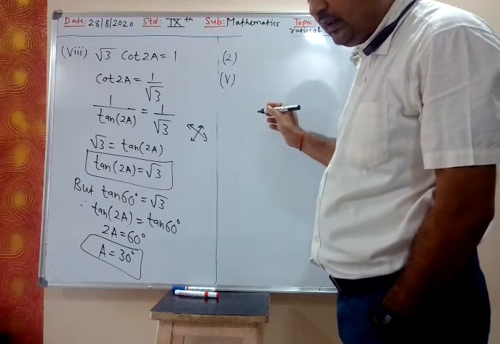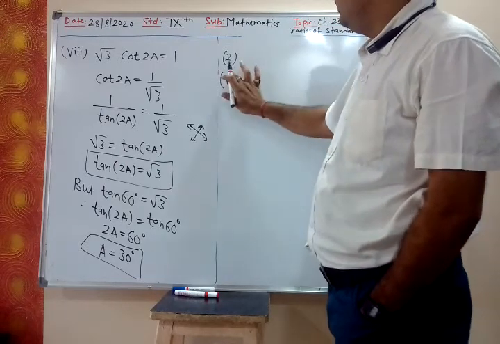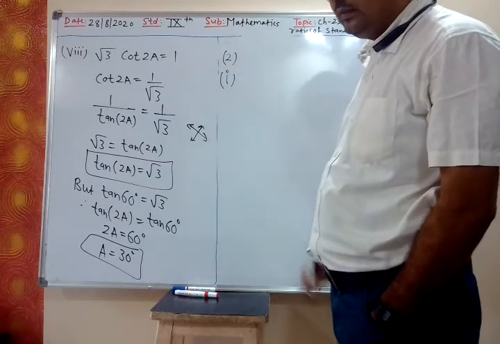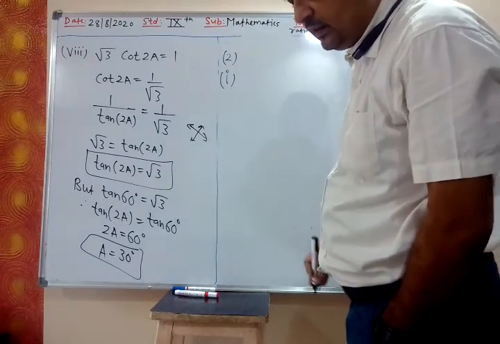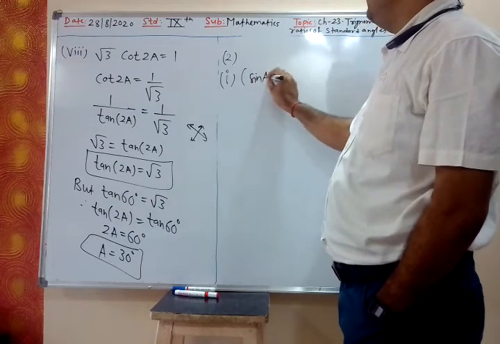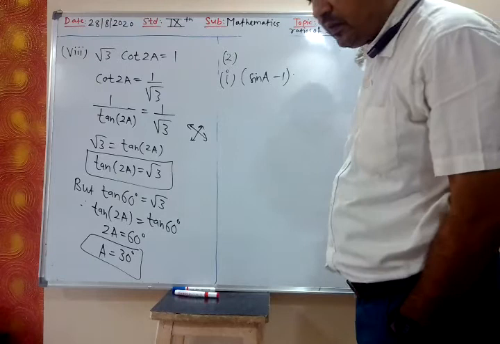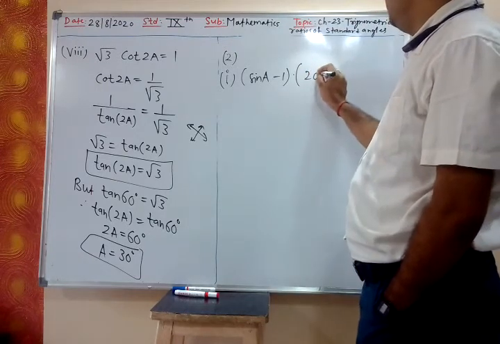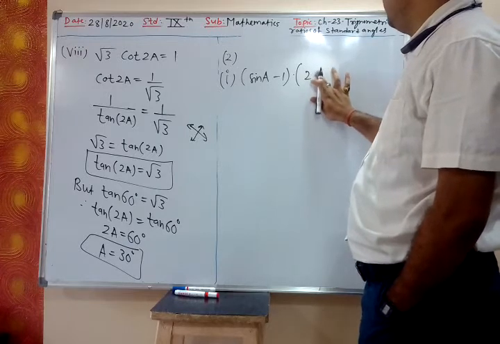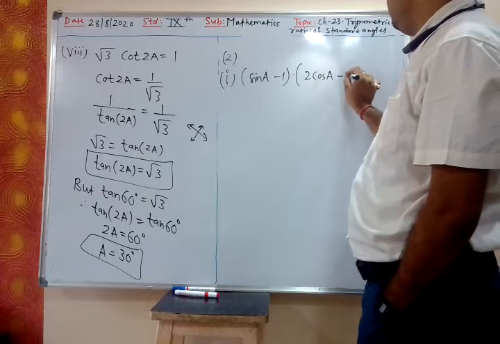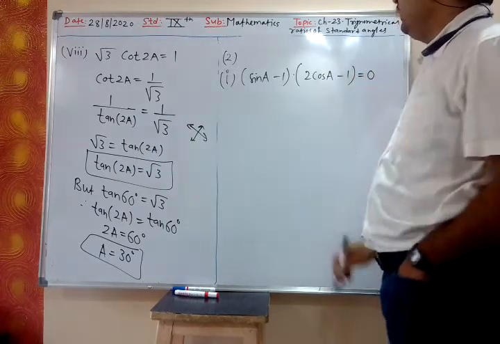Now in this, if you want, let me do two problems. Let me do the first also. Sin a minus 1 into 2 cos a minus 1 is equal to 0. Find the value of a.